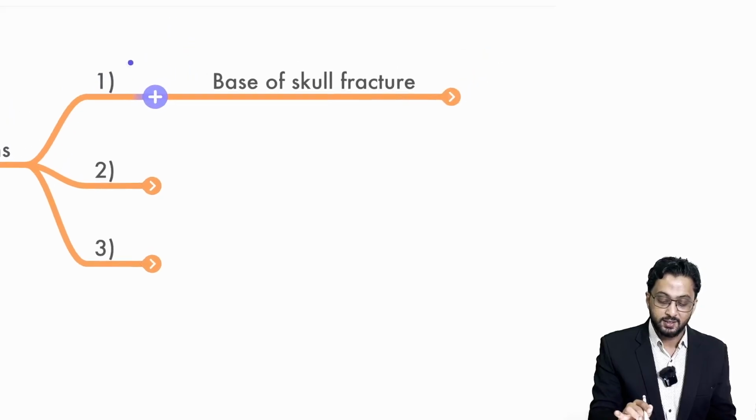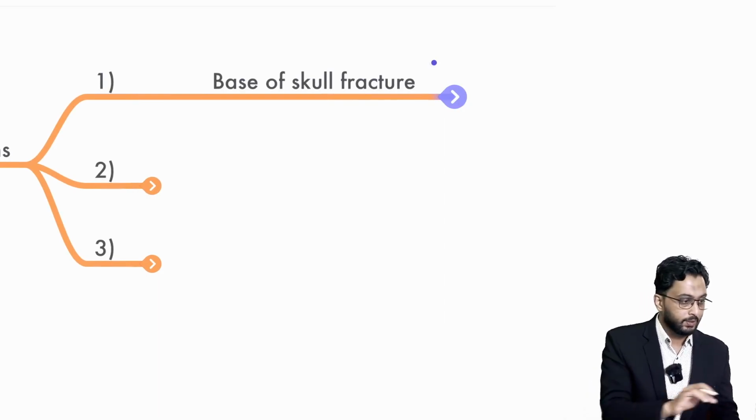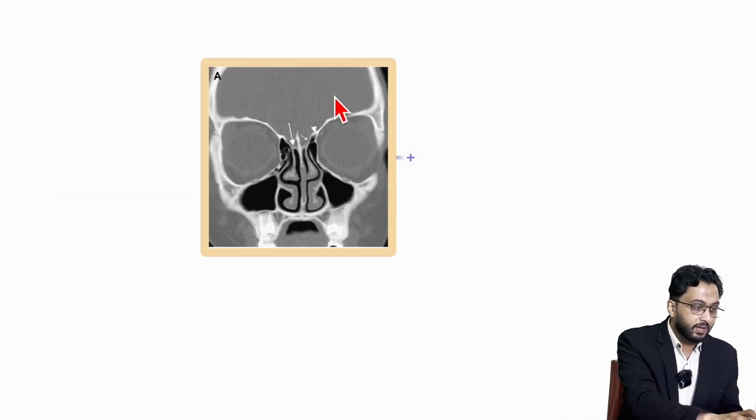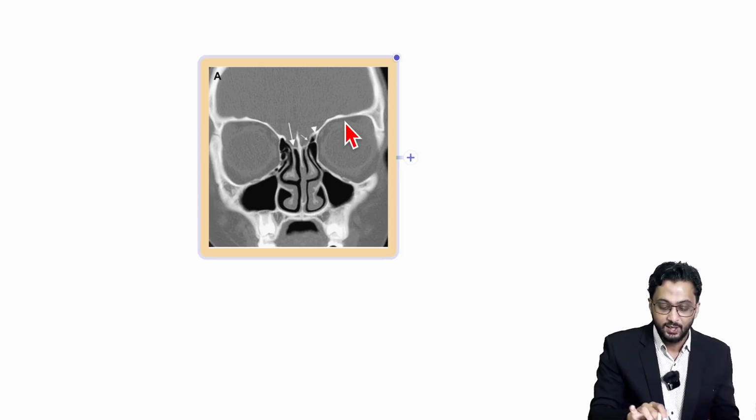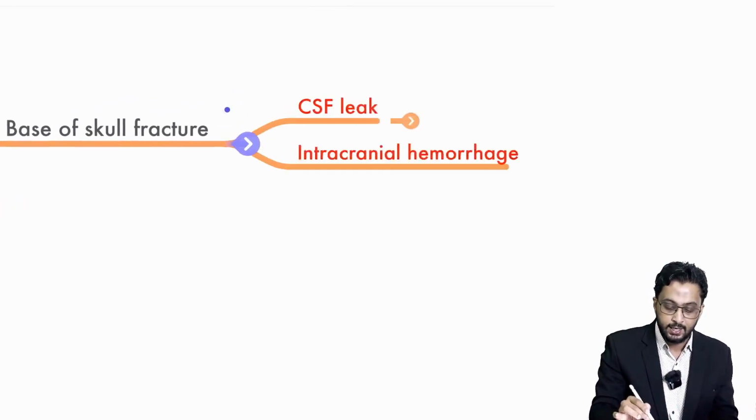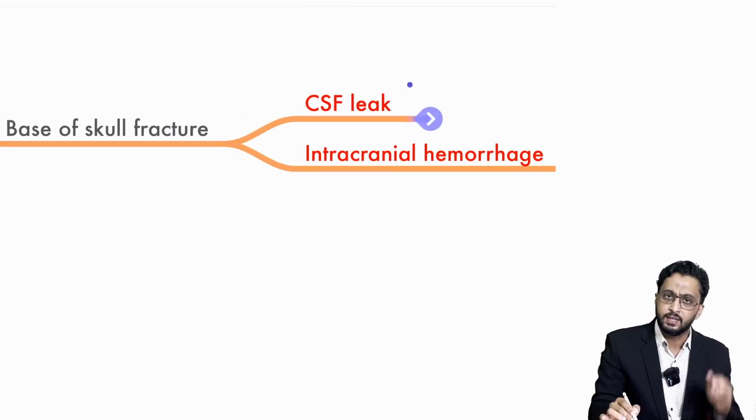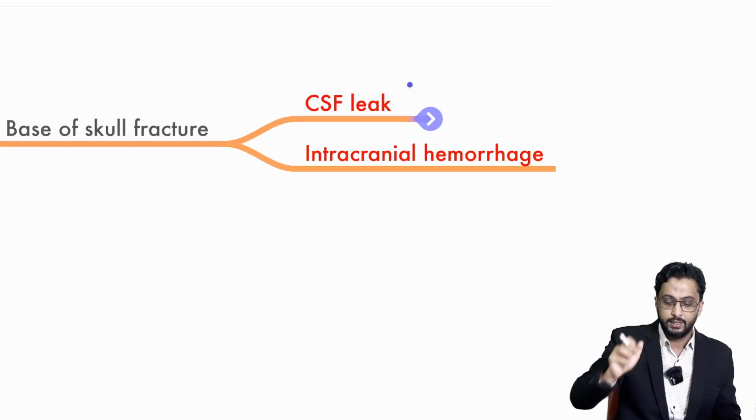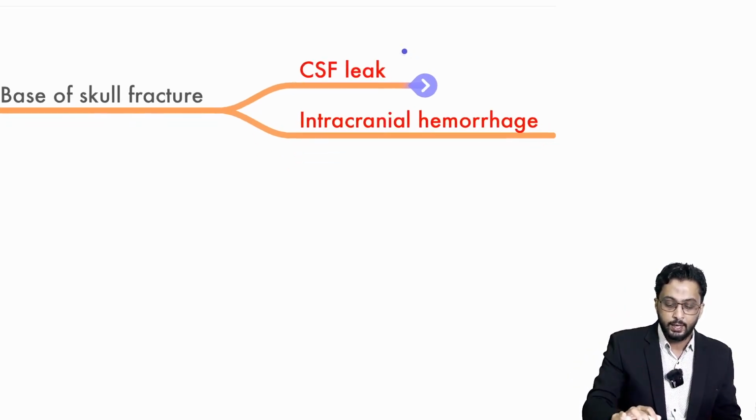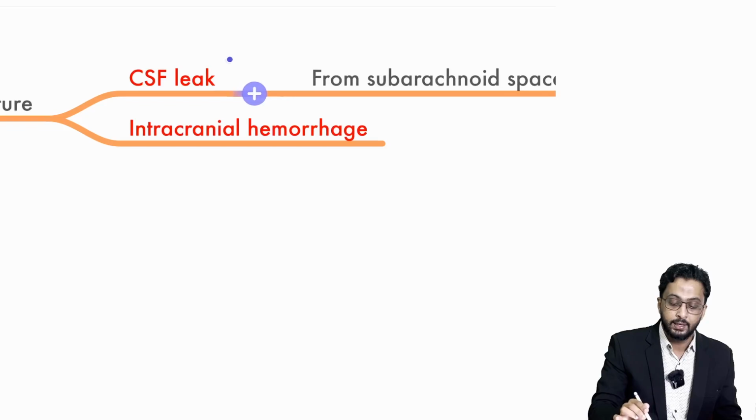The first one, please note, is a base of skull fracture. You see the picture, this is the skull base, isn't it? This is a part of the skull base, no doubt. So it is a base of skull fracture. Here what you can see is that CSF leaks out through the fracture line because it's the base of the skull, and also there is an intracranial hemorrhage. CSF leak and intracranial hemorrhage.